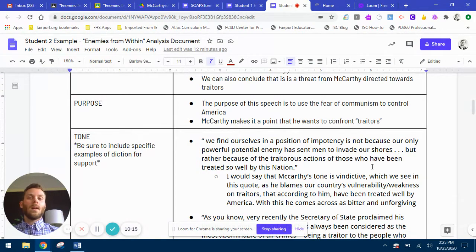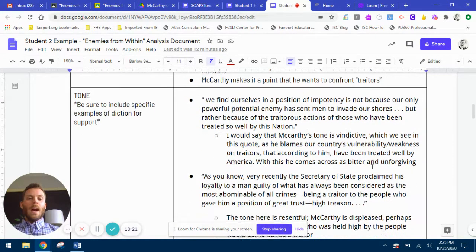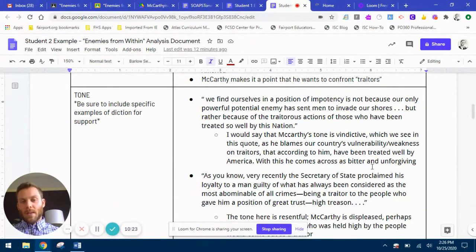The student captures the complexity of what McCarthy is trying to do. If you're someone who is having a hard time seeing the organization of this, I really like the way this student organized it. She gives us the quote in a bullet, and then she has a bullet underneath that explains the quote, right?